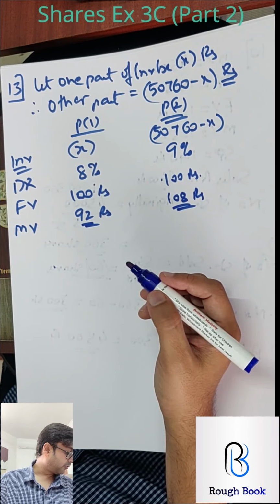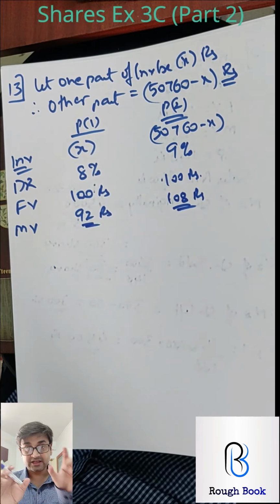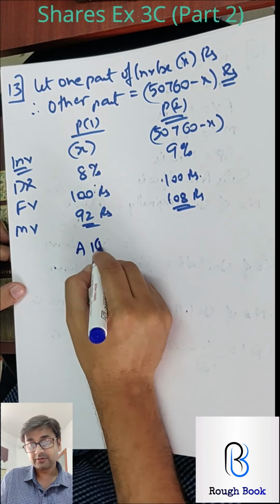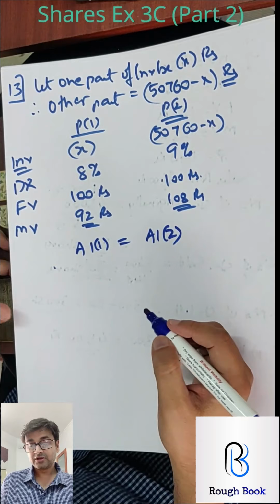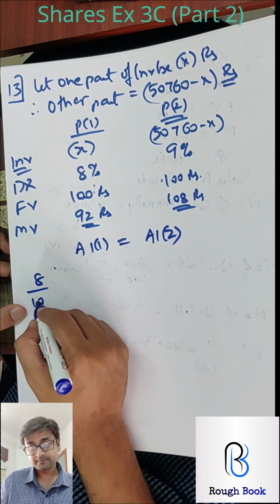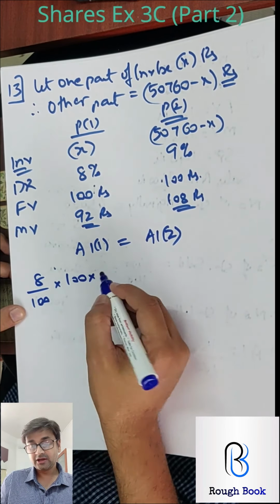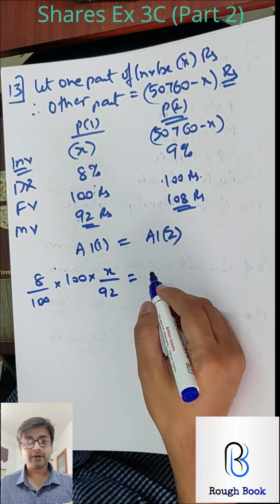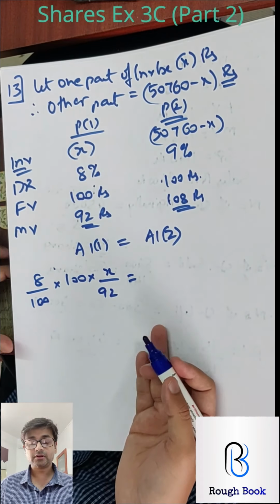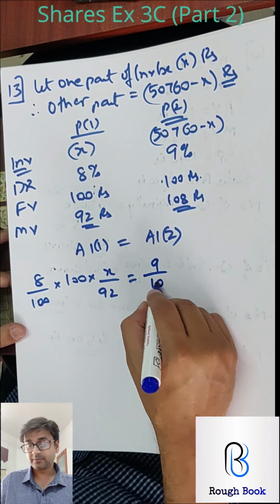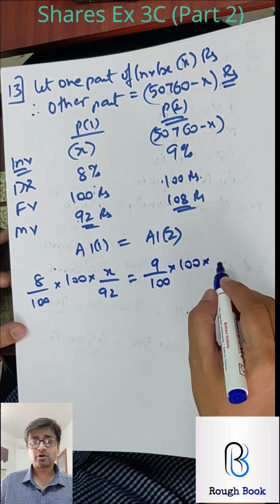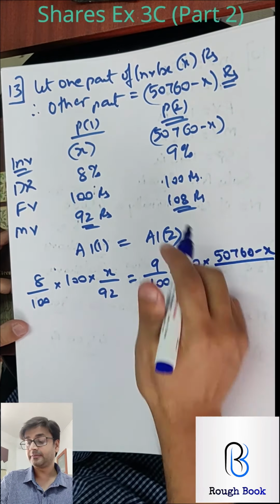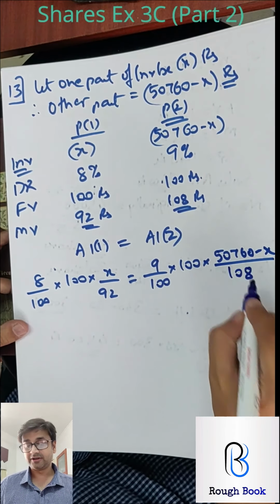If the incomes from both the investments are equal, that means AI1 and AI2 are equal. So AI1 equals AI2. So dividend rate 8% into face value into investment upon market value. Likewise, you're still copying. Come on, pause it. That's so simple. Can't you manage it? 9%, 100. Stop laughing. 50,760 minus X, that is investment, divided by the market value 108.